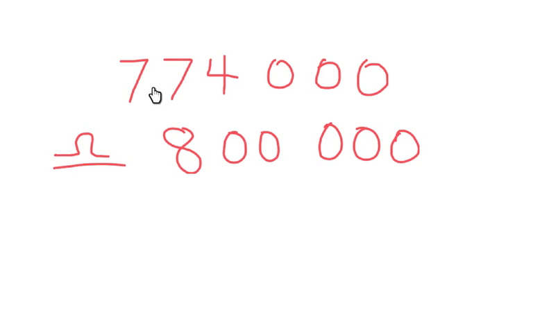So 774,000 rounded up to the nearest 100,000 equals 800,000.